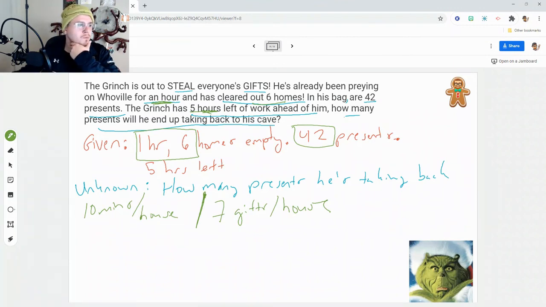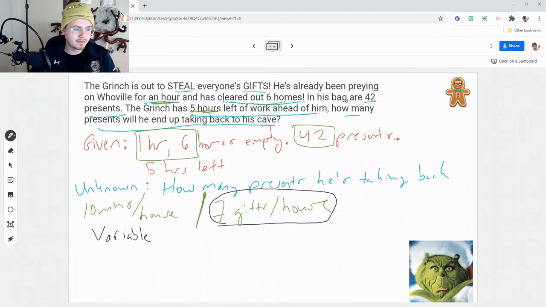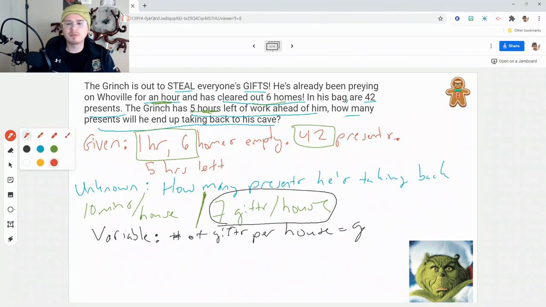So if I say, okay, my variable could be number of gifts per house. It could also be, no, that's what I want, because we're looking at gifts. So the variable is going to be number of gifts per house, and I'm going to say that's G, and I'm just going to jump straight to the equation on this one.